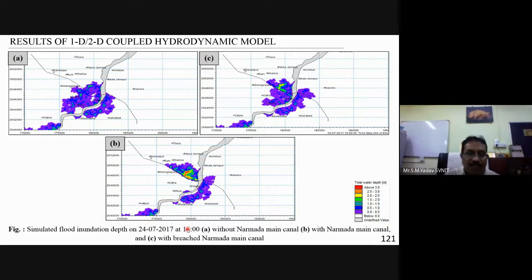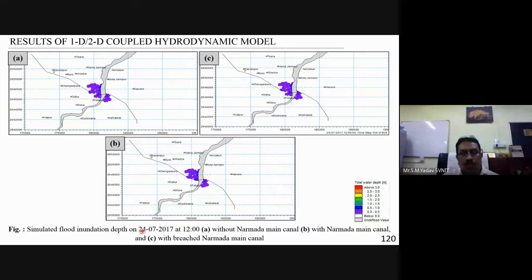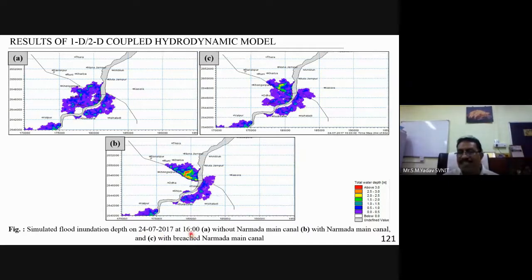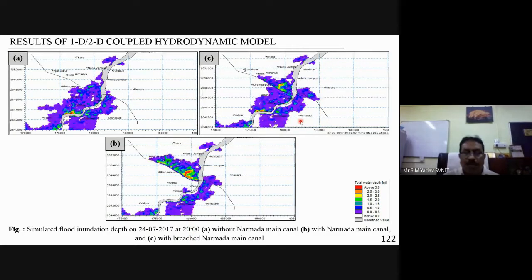Now time is changing. Please pay attention. This is 24/12 o'clock. This is 24/16 hours. And see how the water has spread. Then 24/20 hours, that is night 8 o'clock. And clearly you can see when the canal is breached, how the water is spreading.